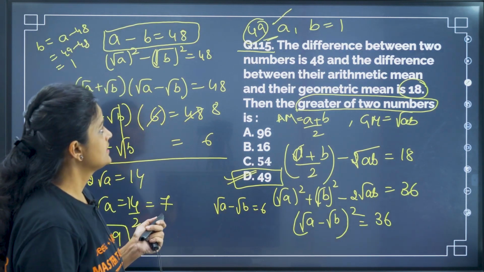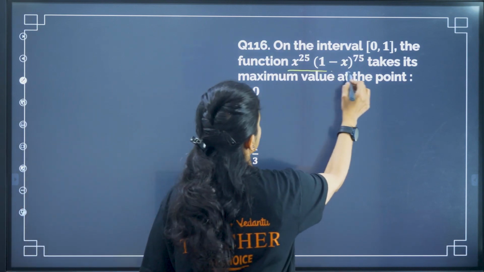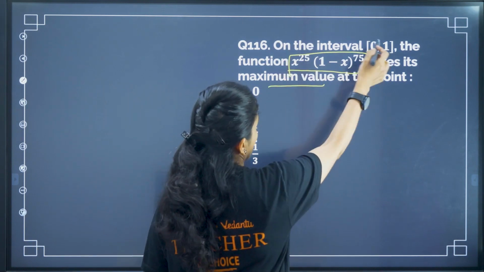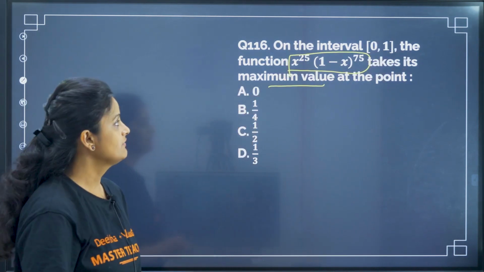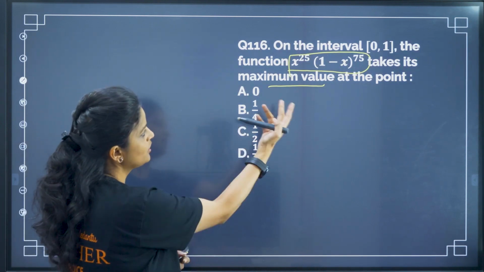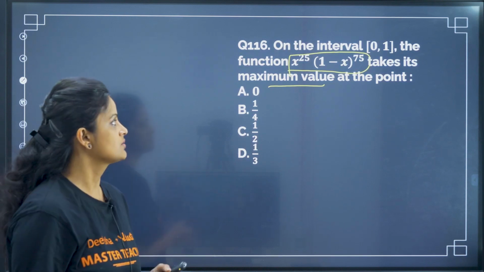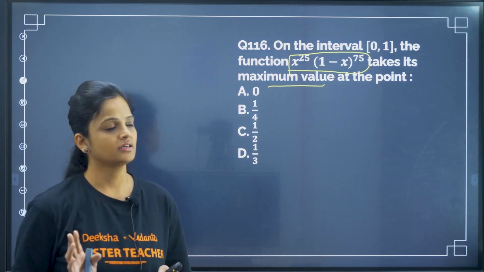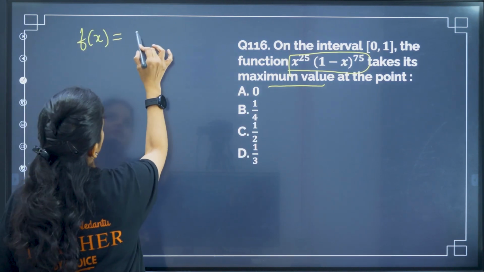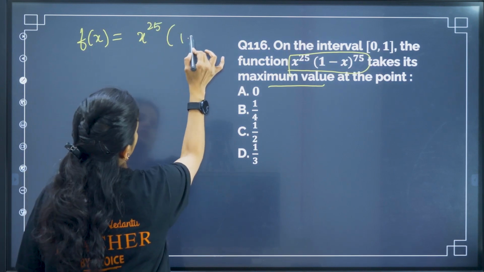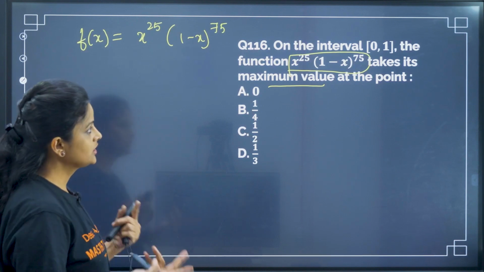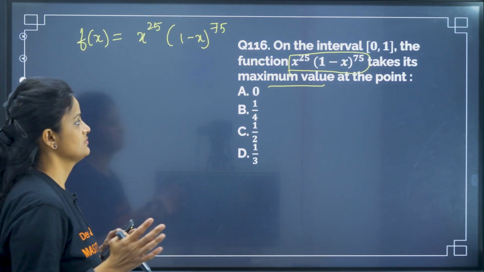Okay, so let's see the next one. In differentiation, they have given this to find the maximum value. On the interval 0, 1, within the given parameter, at what point does the function take the maximum value? Can I go with the graph here? No, because the powers are large and it is a product, so it will be complicated. Take the function as it is and differentiate it. f of x is equal to x to the power of 25 and (1 minus x) to the power of 75. We'll differentiate it, equate it to 0, and see what will be the maximum value.